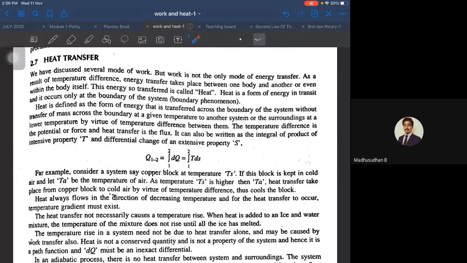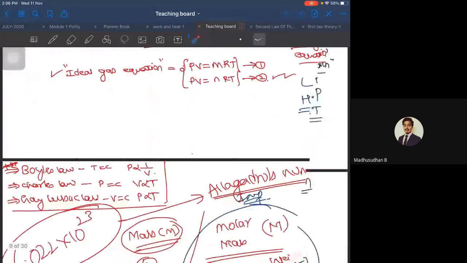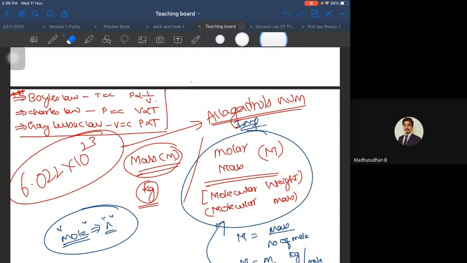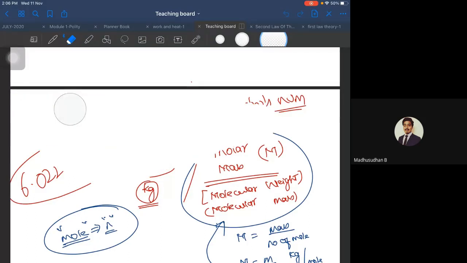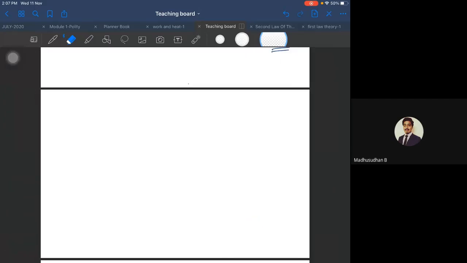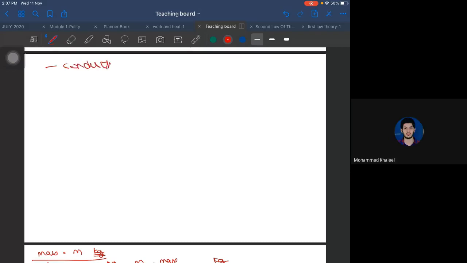Now, this is very important, the heat transfer. How many of you know the heat transfer? How many modes of heat transfer are there? Heat will be transferred from one substance to another, precisely from a higher temperature region to a lower temperature region. Excellent, Khalil. So, what is the first one? Conduction. Very good. Second one, convection and radiation.